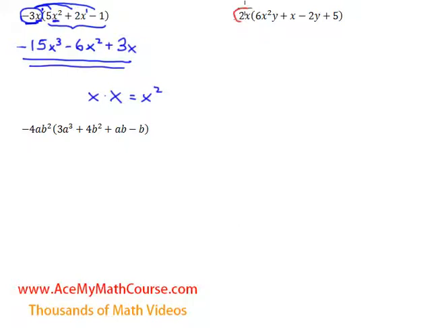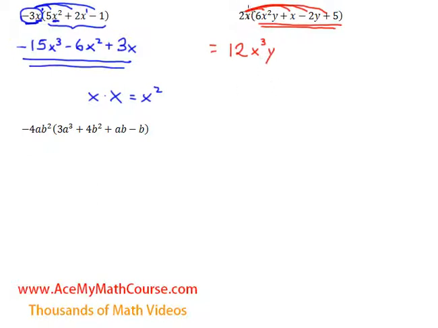Okay, now let's distribute. We're essentially multiplying this monomial, which is 2x, by 6x squared y plus x minus 2y plus 5. So we again are going to need to distribute, which means just to multiply the monomial by every term in the polynomial. So 2x times 6x squared y, 2 times 6 is 12, x times x squared is x cubed, and we just copy down the y.